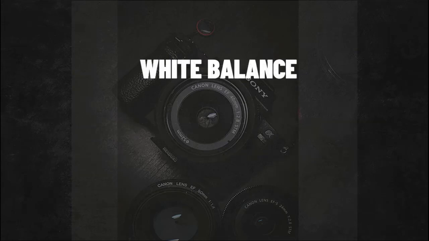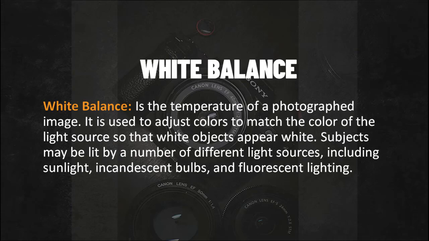Okay, now the next thing we want to look at is white balance. White balance is the temperature of a photograph. It is used to adjust the colors to match the color of the light source so that white objects appear white within your image. Subjects may be lit by a number of different light sources. This can be sunlight, incandescent bulbs, or fluorescent light. These different lights mean different temperatures for the image, but you can use your white balance to ensure that at every temperature the white color within that image appears absolutely white.